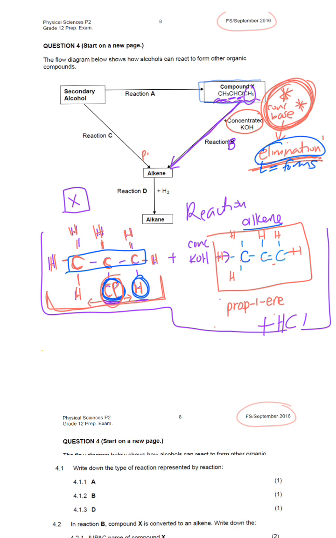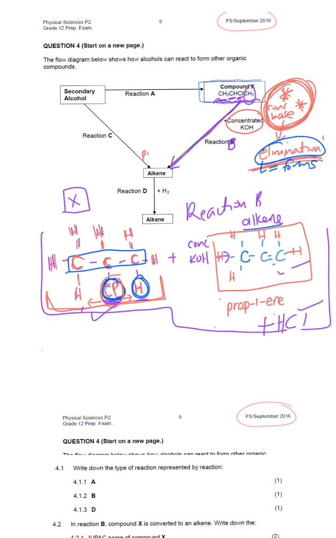And this could earn you up to 4 marks. So usually they would give you a mark for each of your compounds and a mark for the balancing. So I hope this makes sense and you understand elimination a little bit better. Let's have a look at the next reaction.